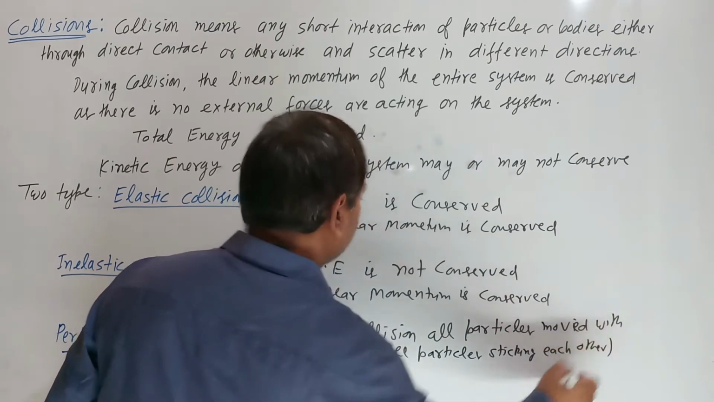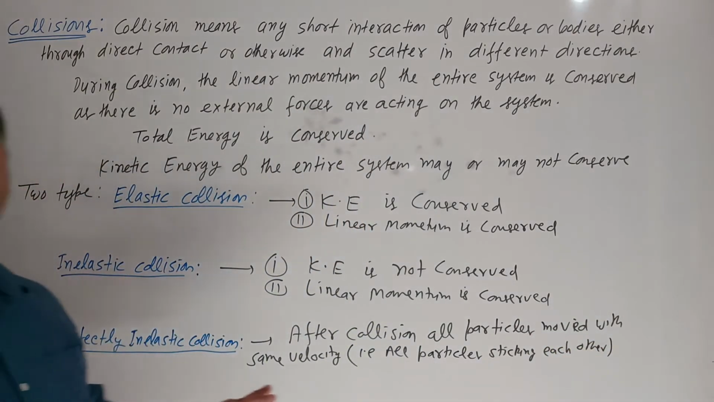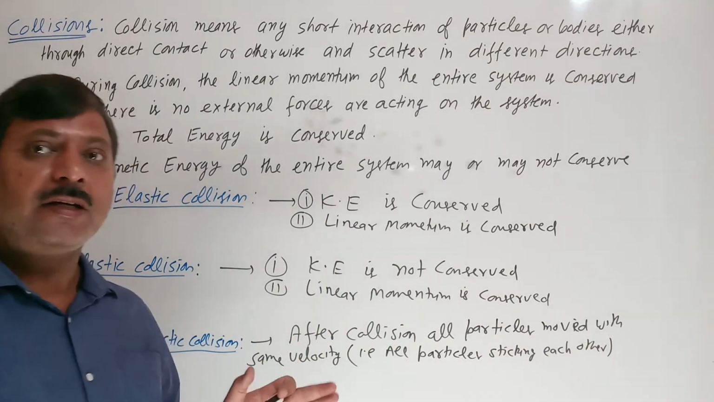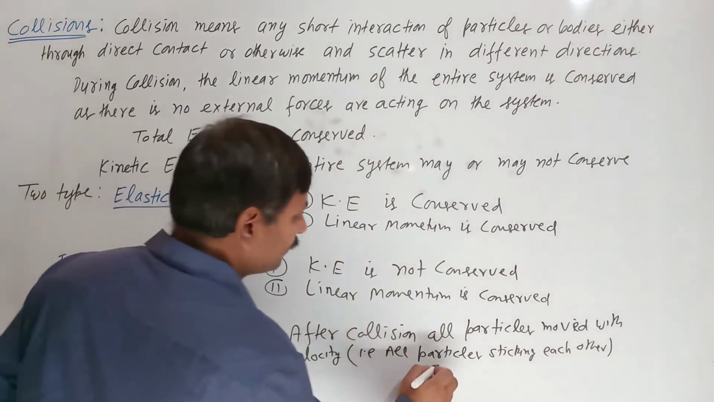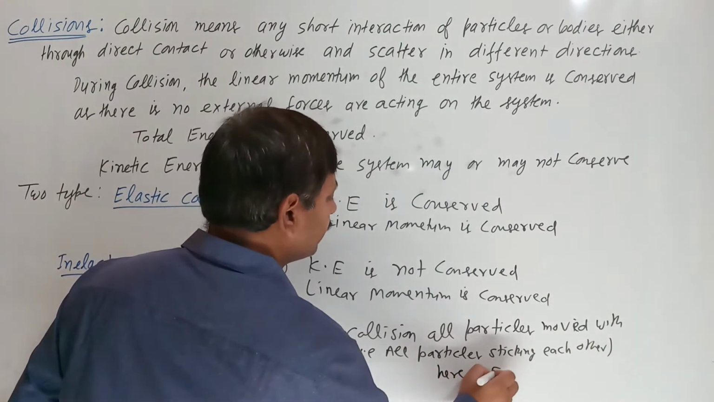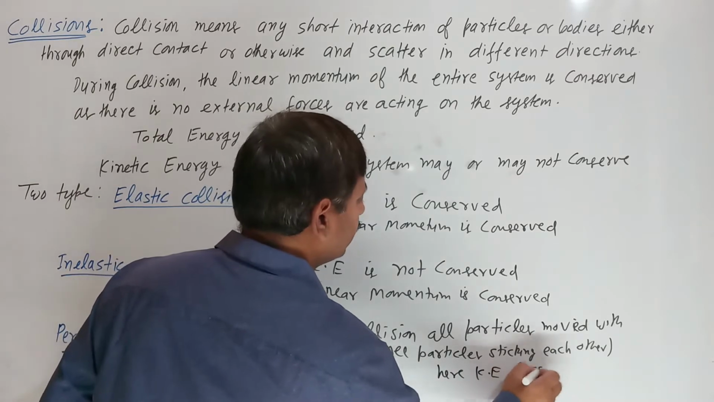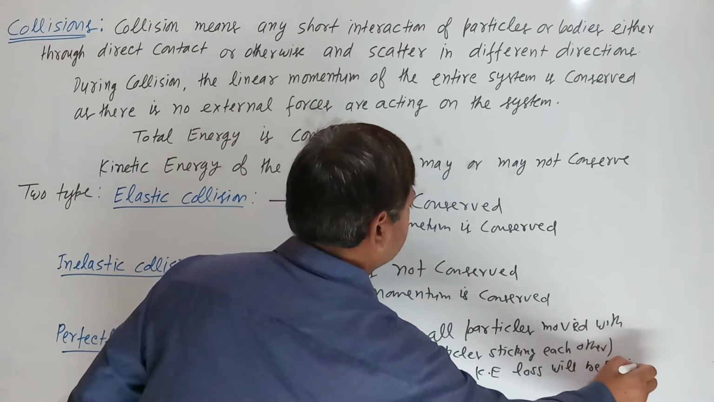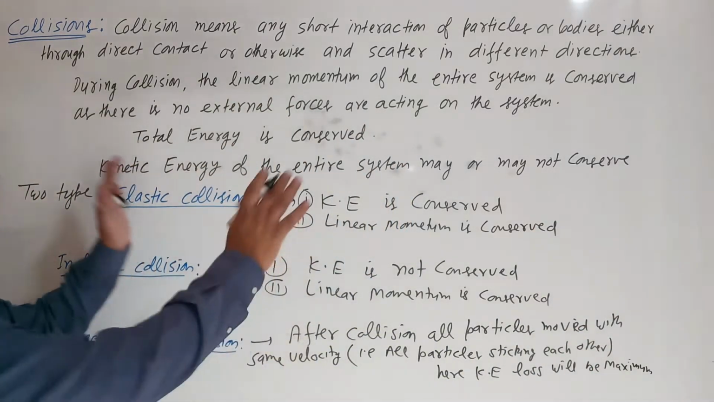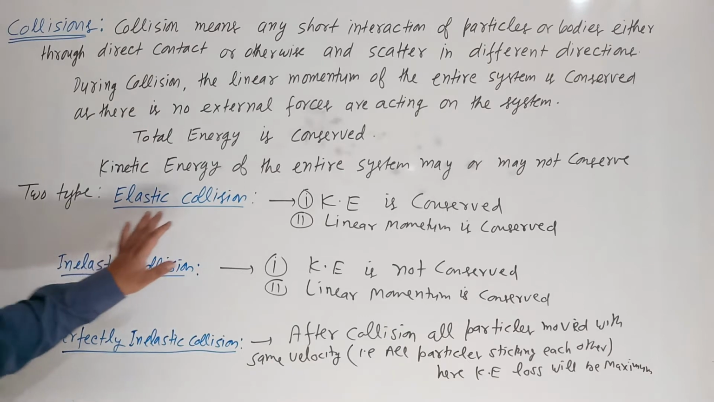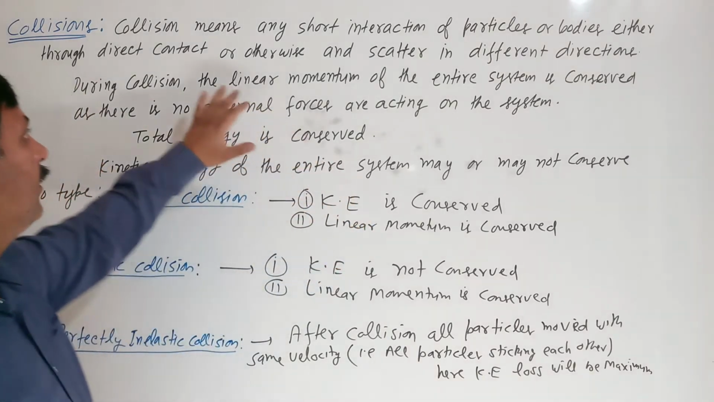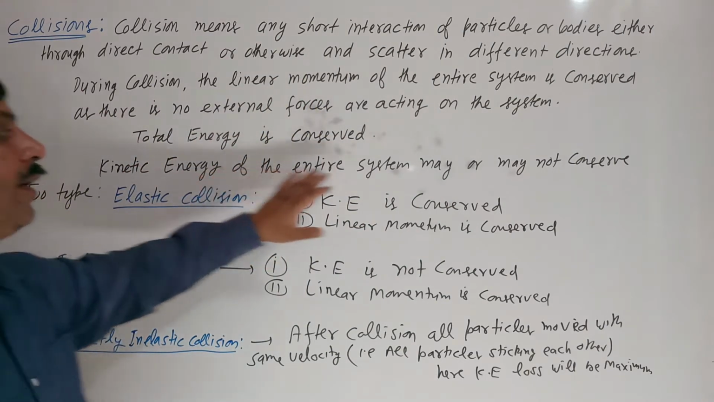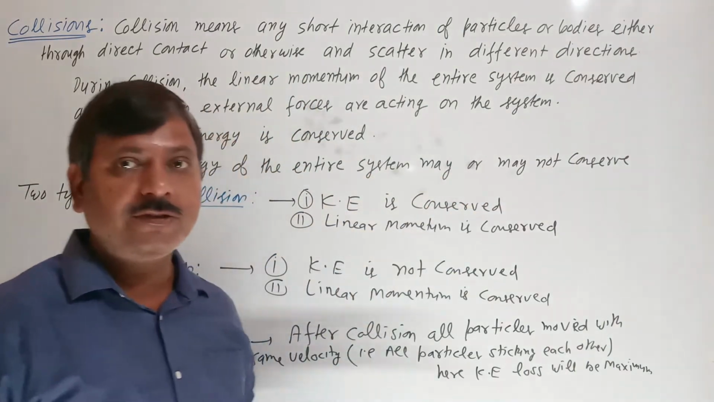So that is called perfectly inelastic collision. And in this collision the kinetic energy loss is maximum. So remember these things. What is collision? In collision, linear momentum is conserved, total energy is conserved, but kinetic energy may or may not be conserved.